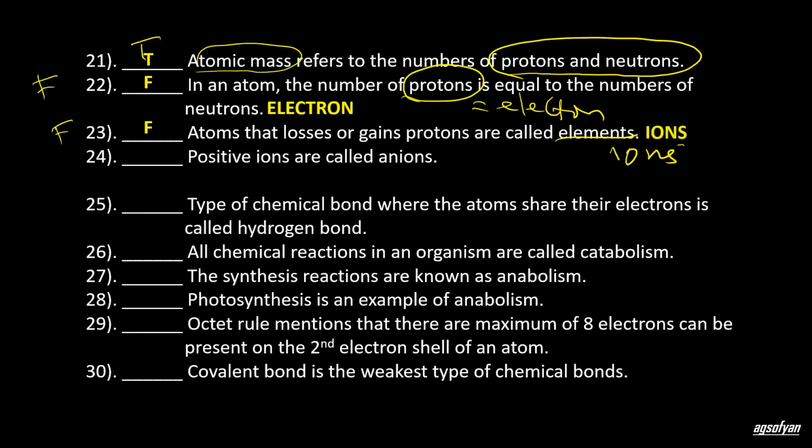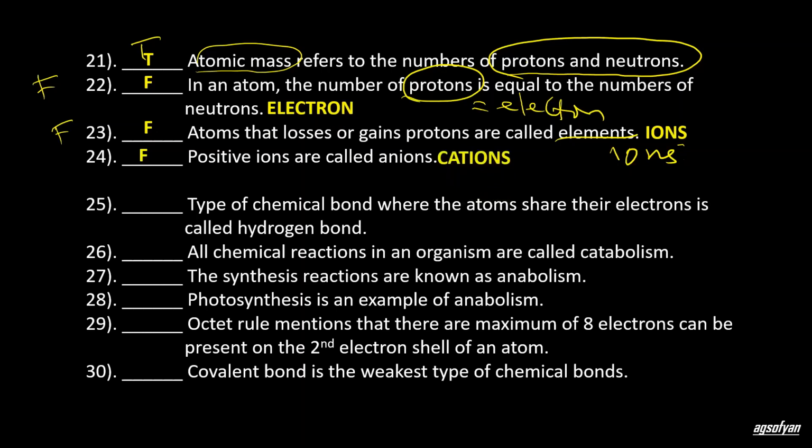24. Positive ions are called anions. No. Positive ion is called cation. So this is false. Should be cations.